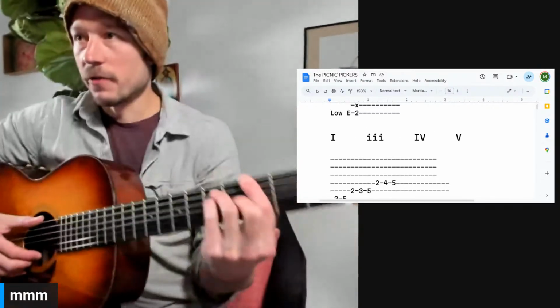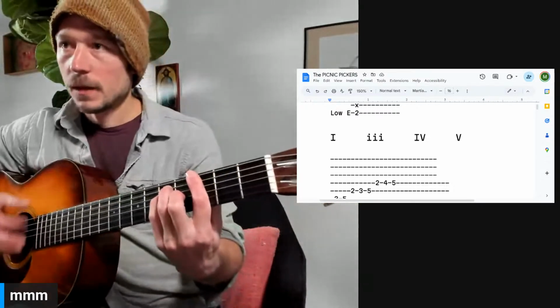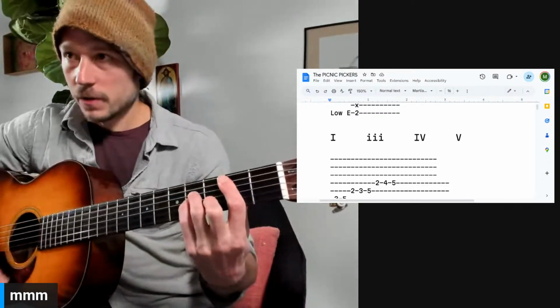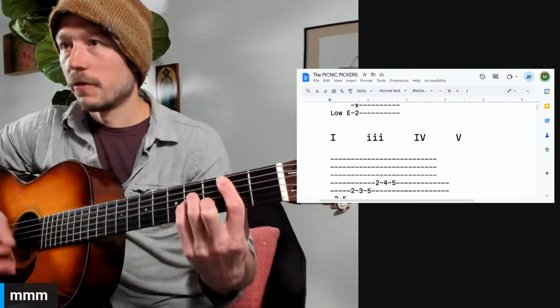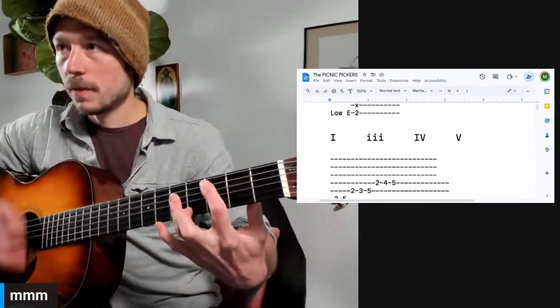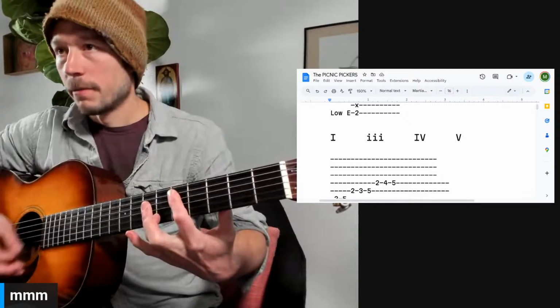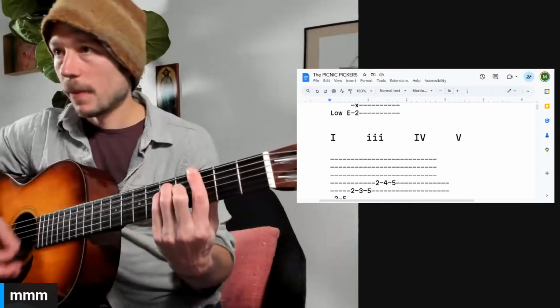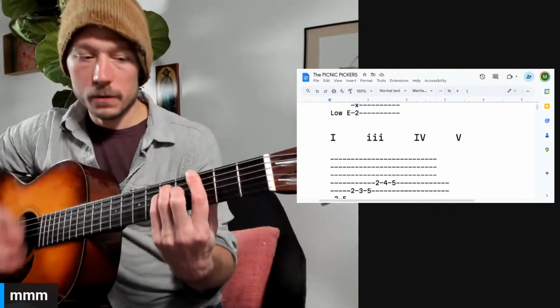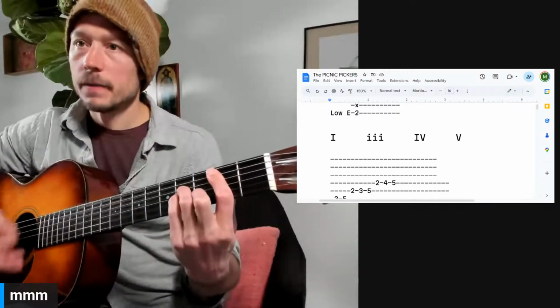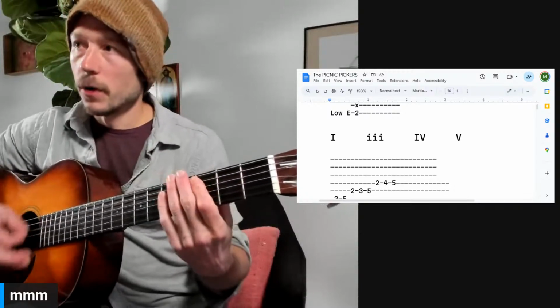So I got 1, 3rd fret. The 3 chord. 4 is up 1 fret. 5 is up 2 from there. Back to 1, that's the G. 3 chord is B minor. 4 chord.